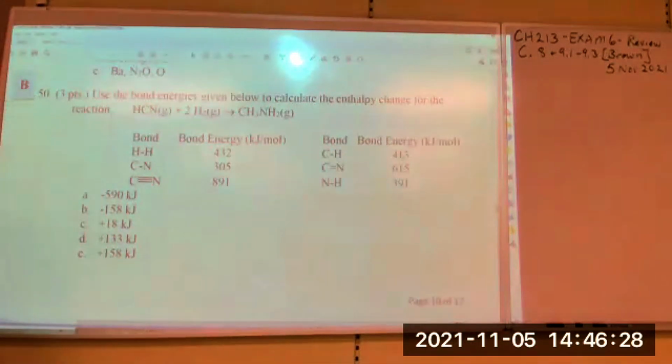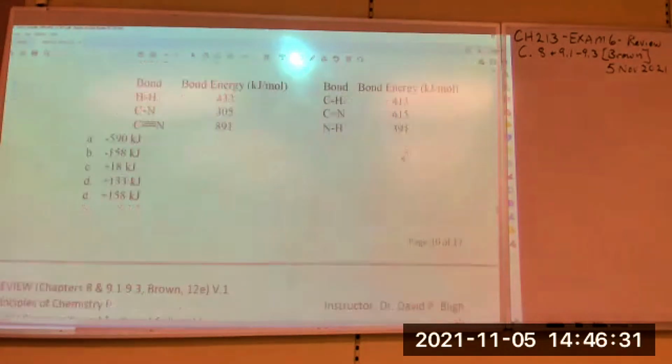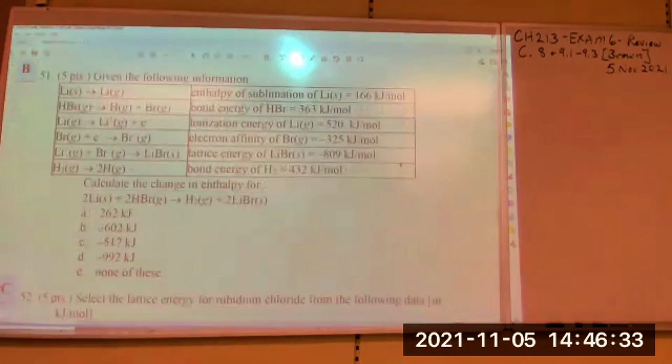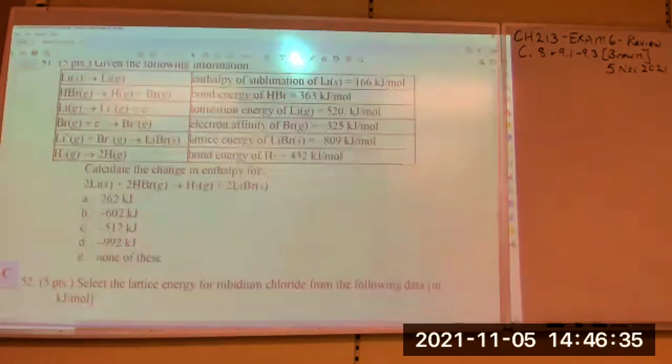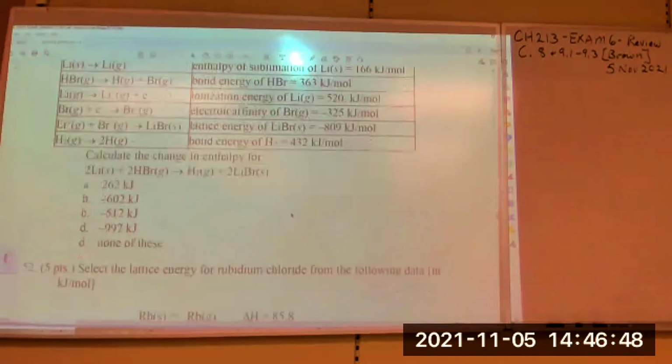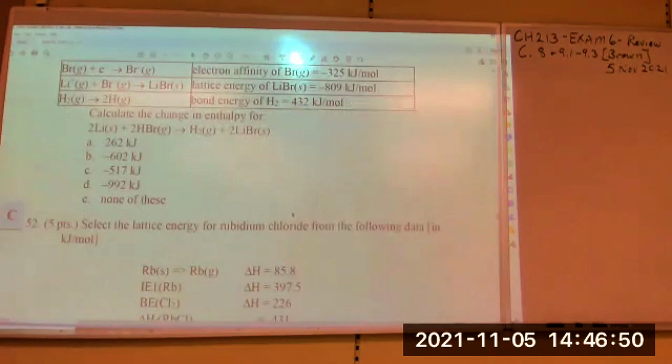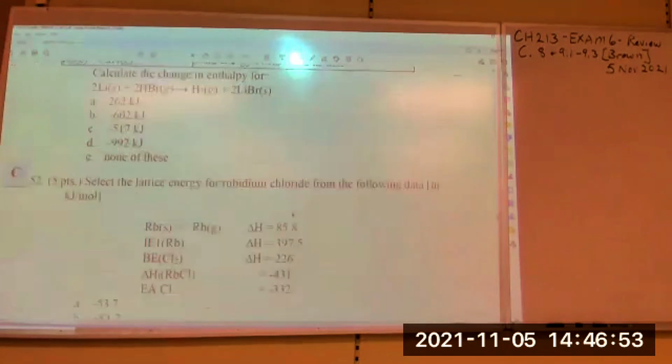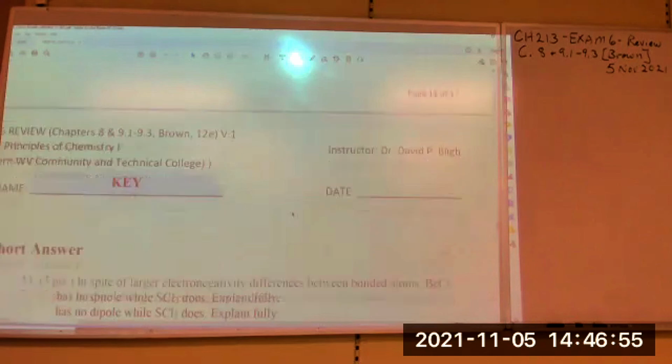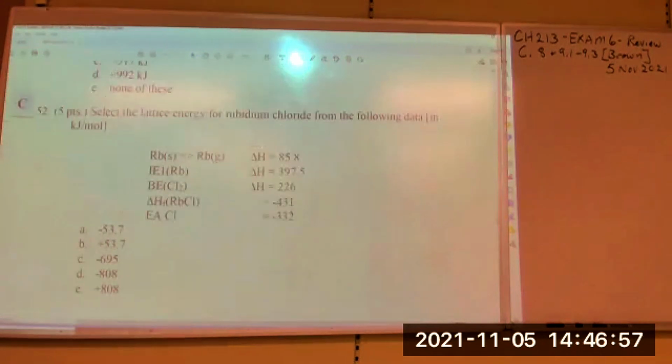All right. 50, we're going to get close. Given the following information, calculate the change in enthalpy for this one. This is a case where we're gonna do Hess's law again. Add these things together to make the, so unless you want to, we'll just skip that one. 52, that's the last one. No, there's a 53. 52, select the lattice energy for rubidium chloride from the following data.